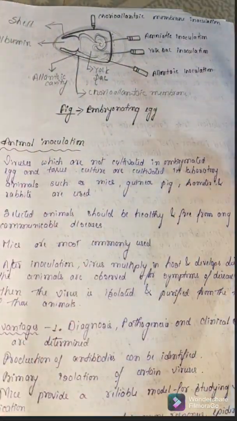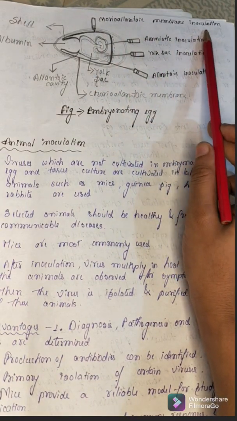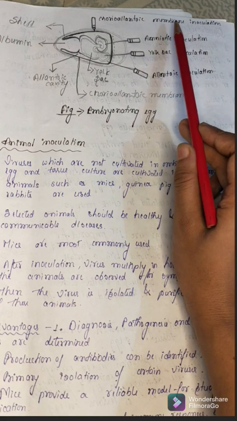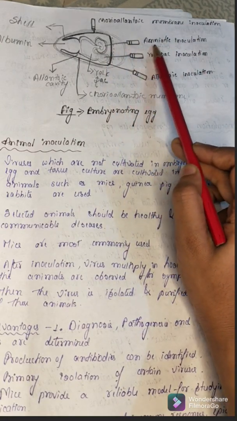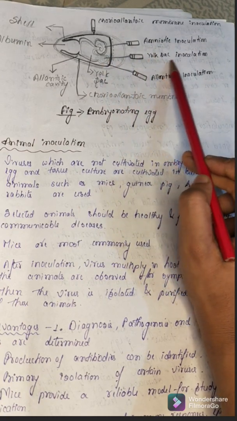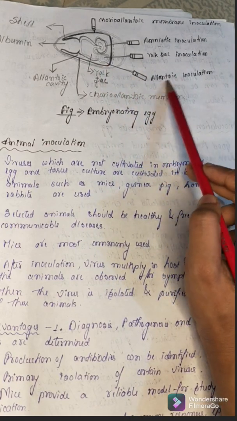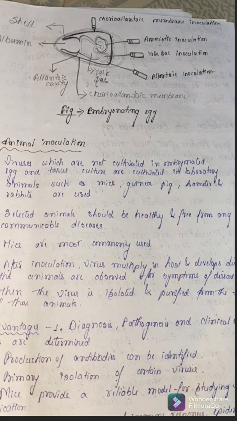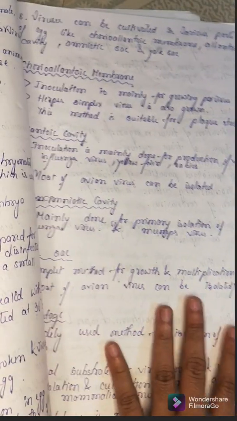I have drawn a diagram here. So this is the chorioallantoic site, and here we can inoculate, and it is called chorioallantoic membrane inoculation, and this is amniotic inoculation, and here is the yolk sac, so yolk sac inoculation, and here is the allantoic inoculation. This is the diagram of an embryonic egg which is inoculated by the viruses.